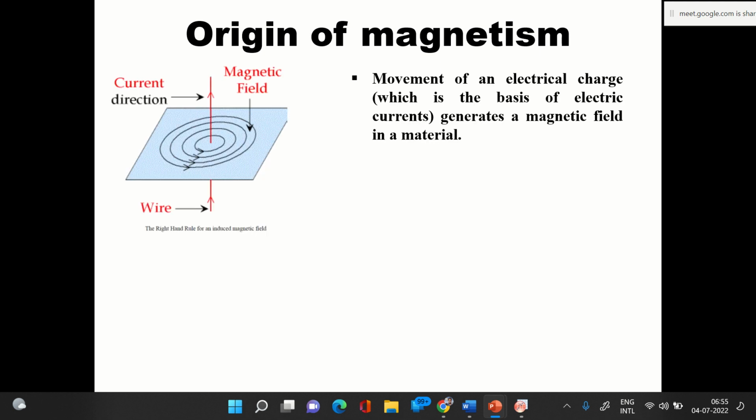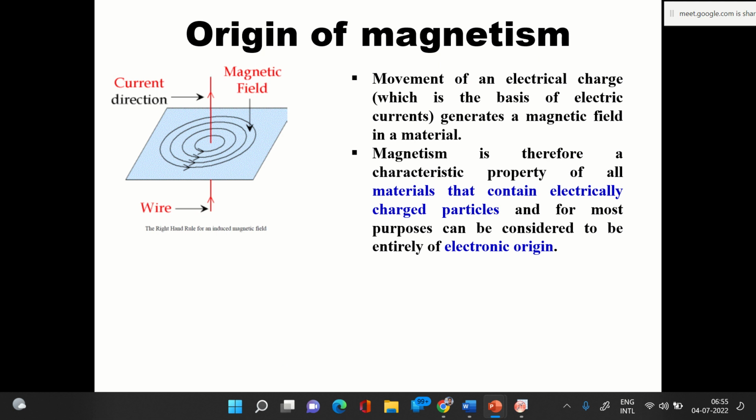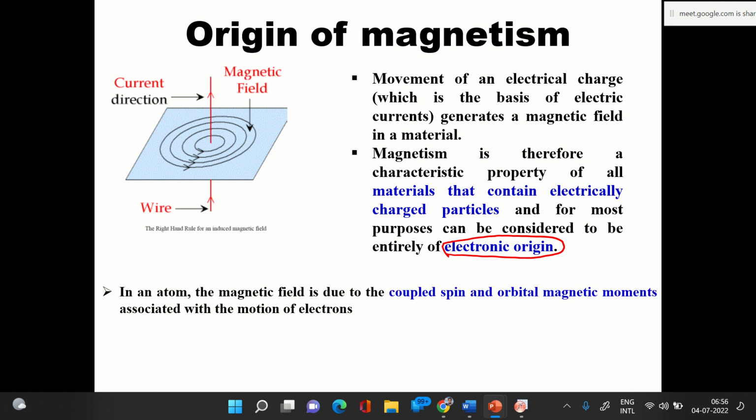Similar to this, we now know that electrons have spin, and they also have orbital motion. These are the things that can contribute to magnetism, giving rise to magnetic moment individually on an atom. So the magnetism originates from electron spin and the electron's orbital motion.